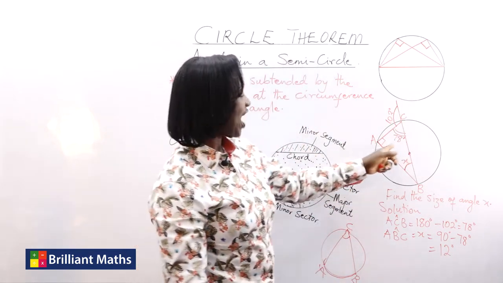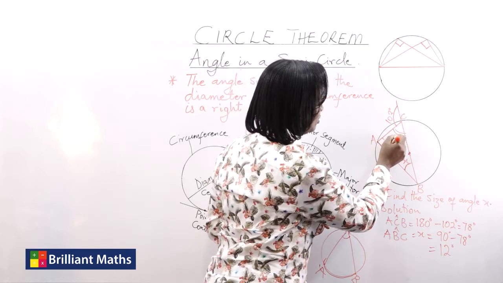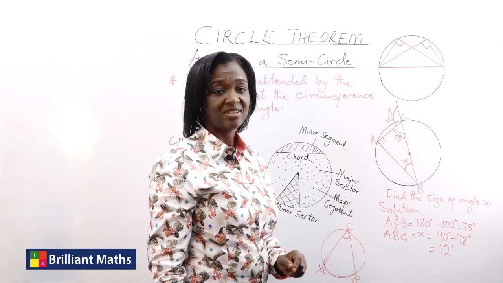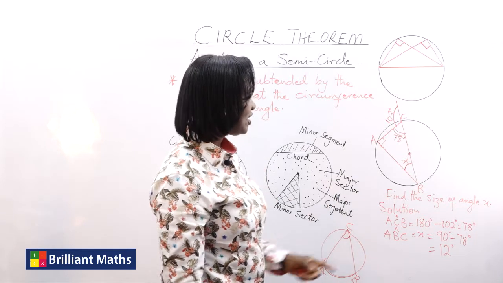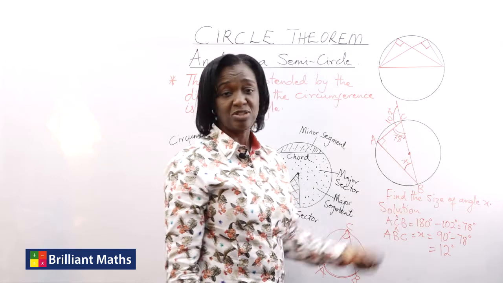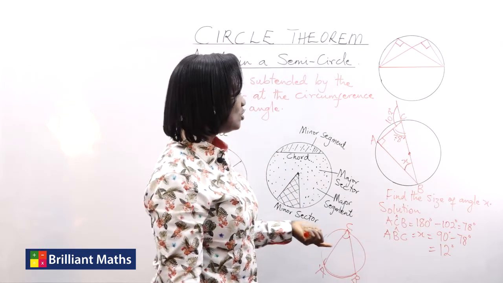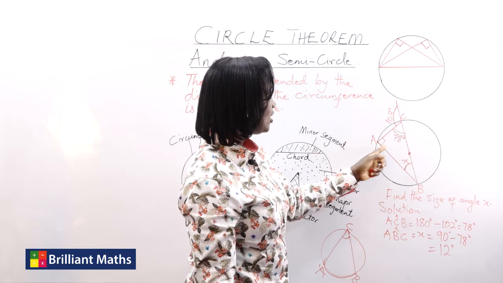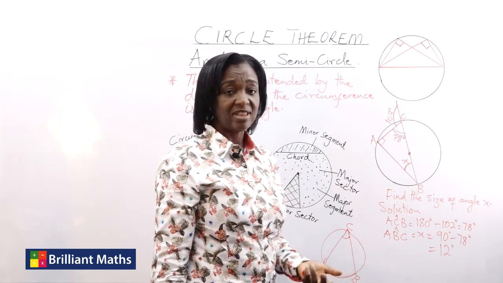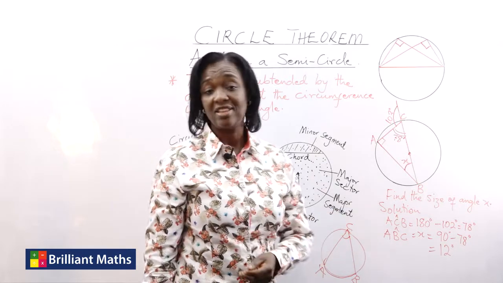And now that we have this angle, we can simply find our x. What is the value of angle x? X will then be 90 minus 78. It's easier to do that than to add 90 to 78 and subtract from 180. You'll still get the same answer, and I choose the easier one.